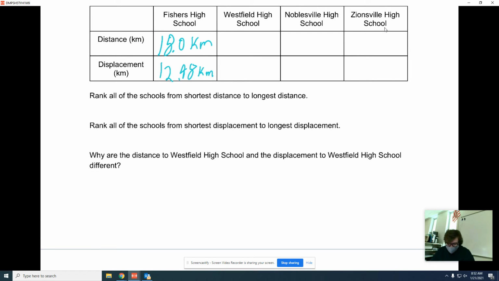If we look at our example from Fishers, Fishers has a different distance from its displacement. And I want you guys to think about why those numbers are different. Every single high school should have a different distance and a different displacement. I just want us to try to see if we can figure out why that is.